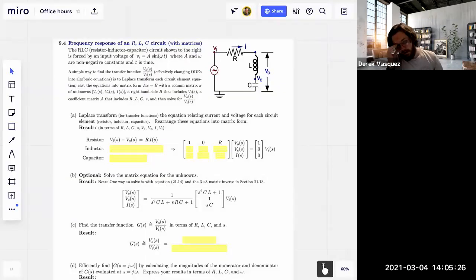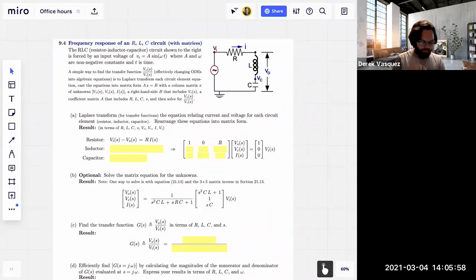Recording? Okay. So today we're going to be going over problem 9.4 from the book. It's this electrical circuit here, and we're going to do some frequency domain analysis of it. First, a little bit of introduction. We've got the circuit, which has an input voltage, and we're going to work our way into finding the transfer function.